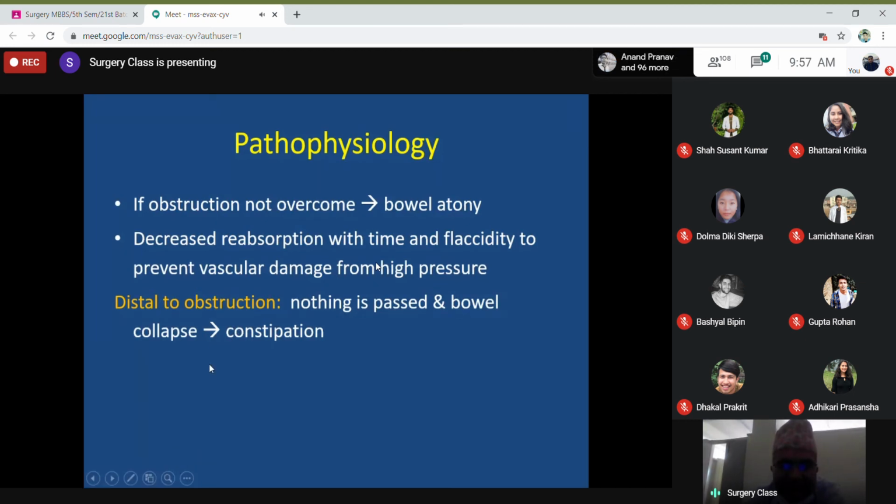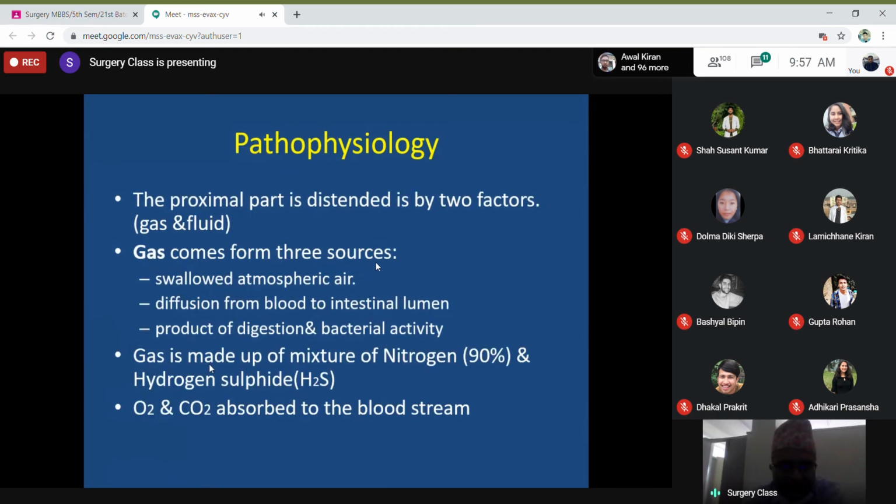Actually, nothing will happen distal to the obstruction. Nothing will pass and the bowel will collapse. So the bowel which is distal to the obstruction will remain healthy. It's very interesting. The proximal part of the bowel is distended by two factors, as I already told, gas and fluid. So where do this gas and fluid come from?